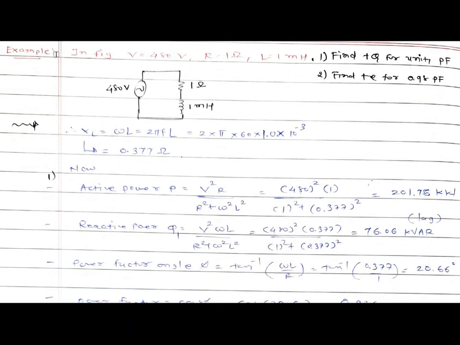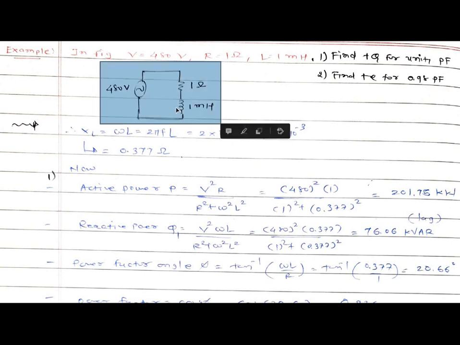Now let's take one example. In the figure, V is equal to 480 volt, R is equal to 1 ohm, L is equal to 1 millihenry. First find positive Q, meaning reactive power, for unity power factor. Then find positive Q for 0.98 power factor.